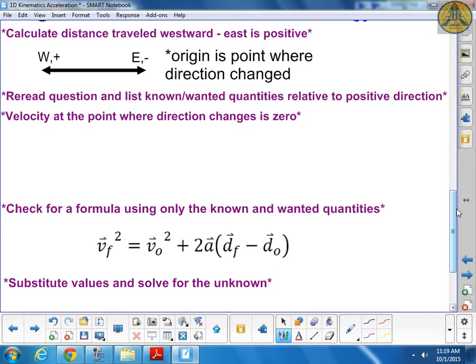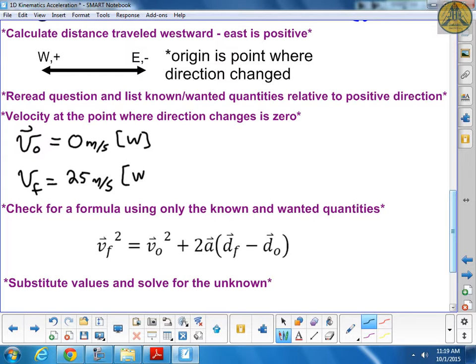So now when I'm setting up my problem, things have changed a little bit. Initial velocity is now zero because it has come to a stop and has changed direction and is starting to go west. Okay, so 0 meters per second west. Final velocity is 25 meters per second west. So notice it's positive this time because I've redefined west as positive. My acceleration, 5 meters per second squared west. Final position is what I'm looking for. Initial position is zero. Everything's relative to west this time because I'm trying to figure out how far it went west.